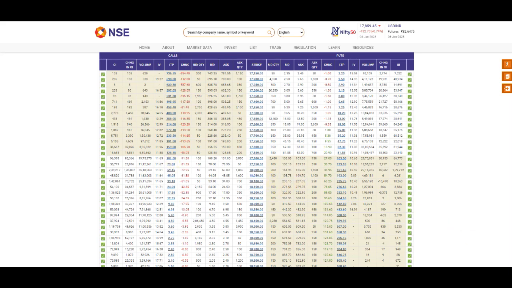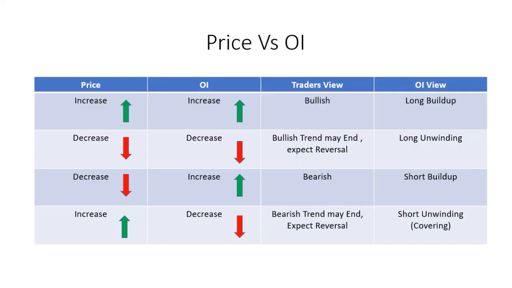Next we can see how to interpret this option chain analysis for our trading. We can see the price and the OI comparison. Here the price is increasing and OI is also increasing, which means the trend is bullish. In OI view we call it a long build up. When the price is decreasing and the OI is also decreasing, the bullish trend is going to end and we can expect a reversal. We call it long unwinding. Third, the price is decreasing and we can see an increase in the OI, so the trend is bearish and we call it a short build up. Fourth, the price is increasing and we can see a decrease in the OI, so the bearish trend is going to end and we can expect a reversal. We call it short unwinding or covering.